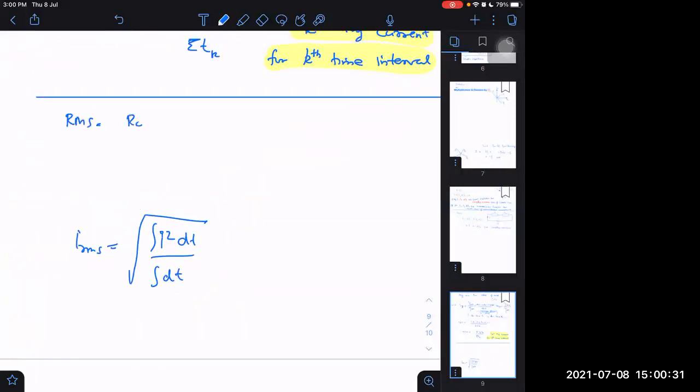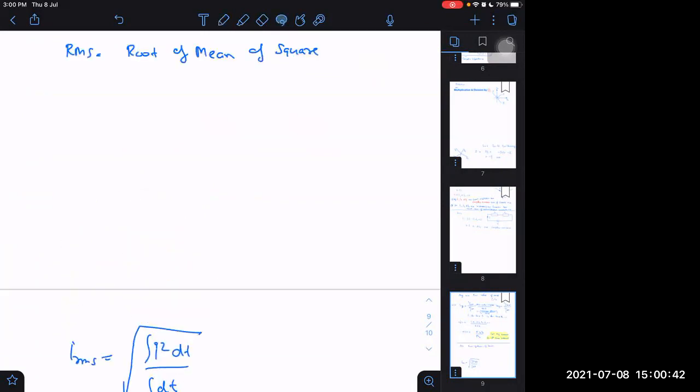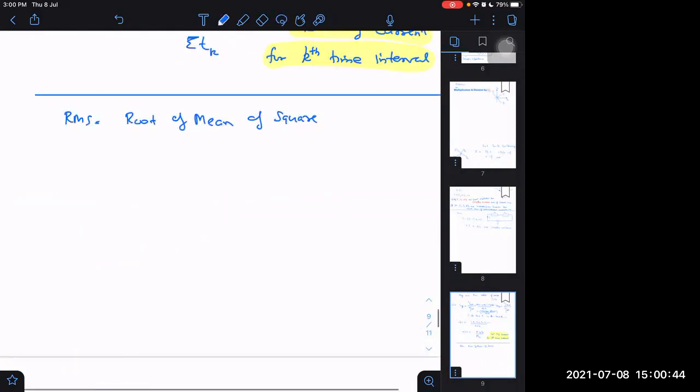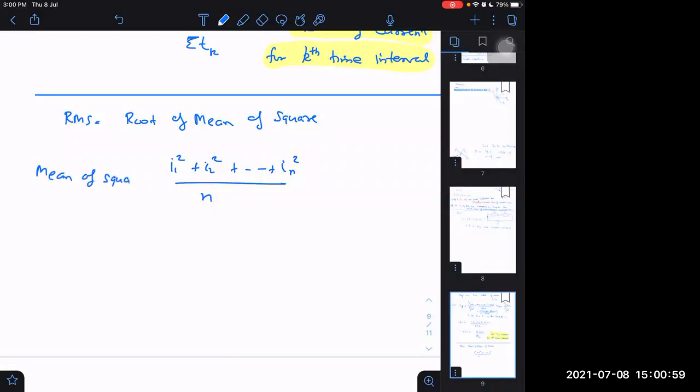RMS means root of mean of a square. Root mean square. So you take discrete currents. If I have I1 current, I2 current, what is mean of square? Square means I1 square plus I2 square up to IN square divided by n. Is it mean of square or not? Mean of squares. Is it understood?